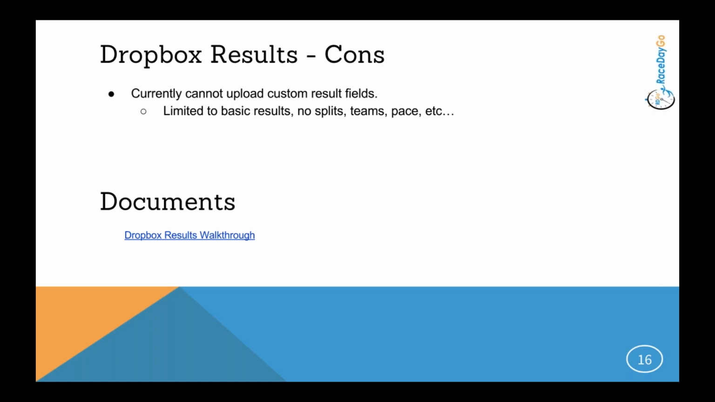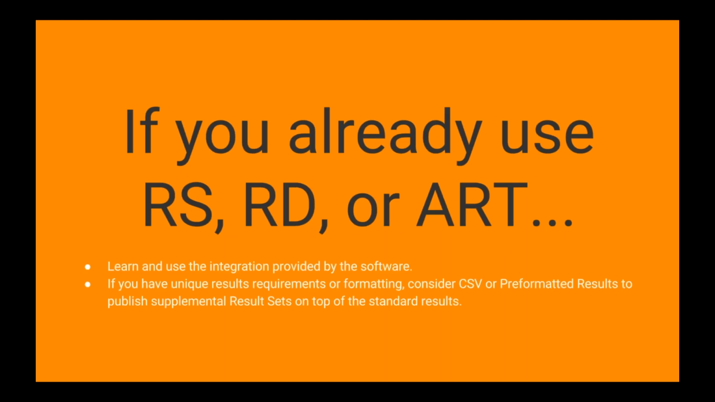But if you need to upload more complicated results, I'd really recommend the CSV option if you are able to do that. Okay, so some takeaways. If you already use RunScore, RaceDirect, or AG Timing, you should learn and use the integration provided by the software. If you have unique results requirements or formatting, consider CSV or preformatted results to publish supplemental result sets on top of the standard results.